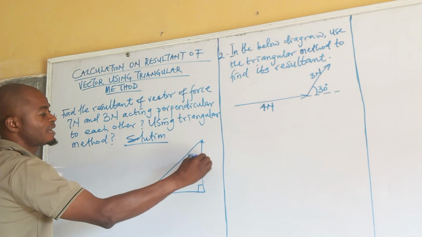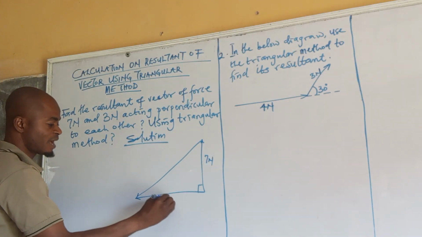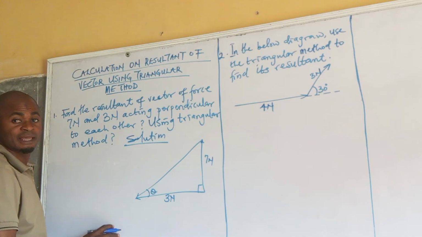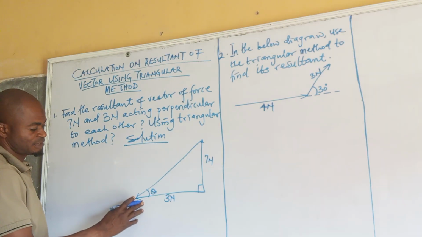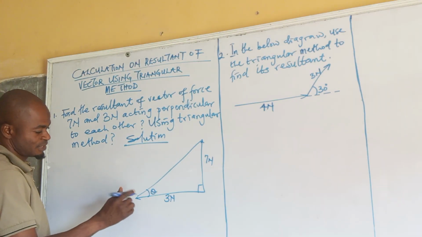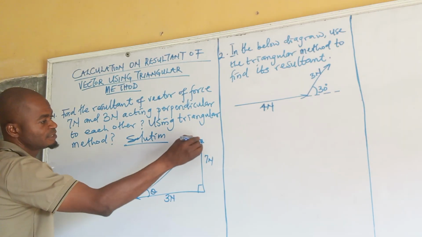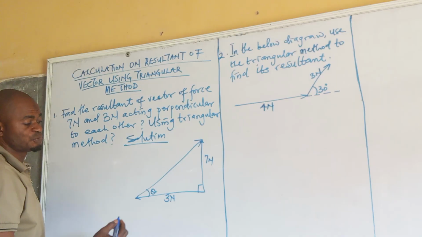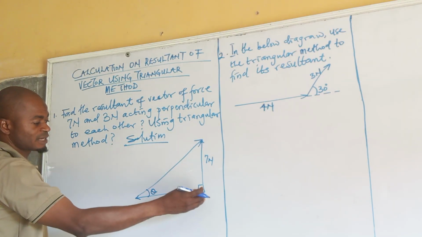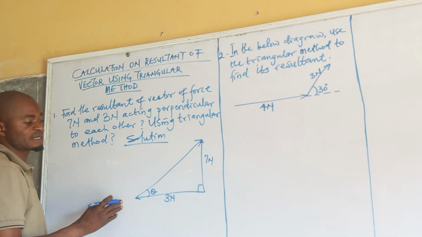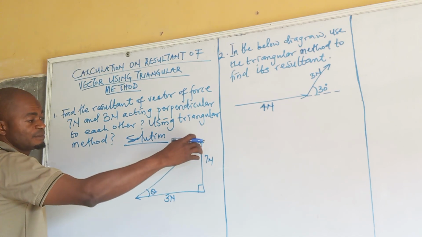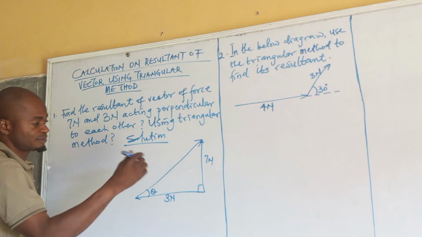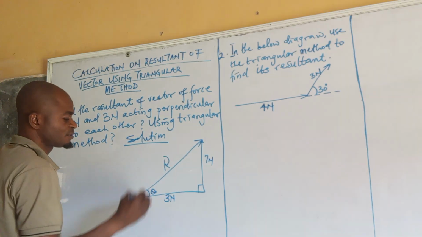If this one acts as 7 Newton, while this one acts as 3 Newton, then you have your theta here. This is the direction. You may have this at the junction, or you may have your theta here, depending on the way you want it. One is acting this way, the other is acting this way. Don't forget that in a triangle, the forces act head to tail. Here is our resultant.